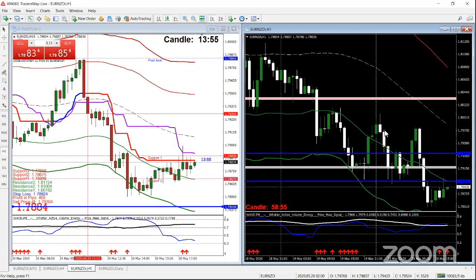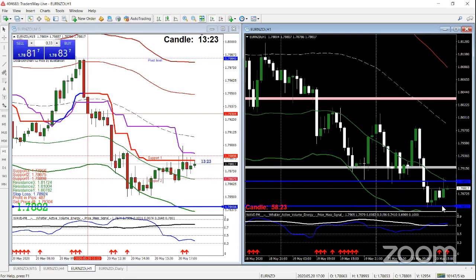So this is 5, 6, 7, 8, 9, 10, 11, 12, 1, 2, 3, 4 in the morning. They started again. That's during the European time. You see this? This is the 4 in the morning candle. Look at the 4 in the morning, look at the 5 in the morning, look at the 6 in the morning. Nice drive. And then we've been sideways ever since.